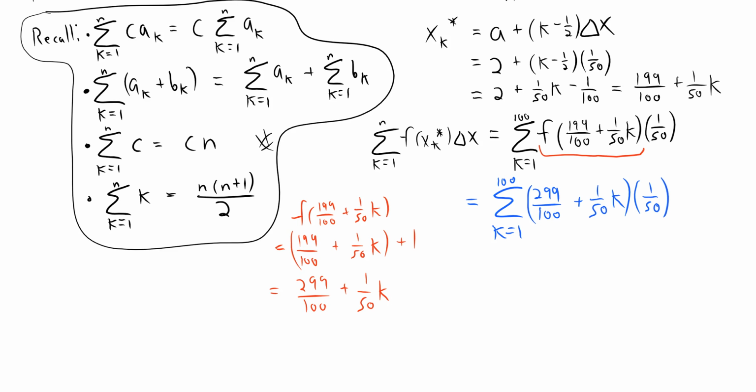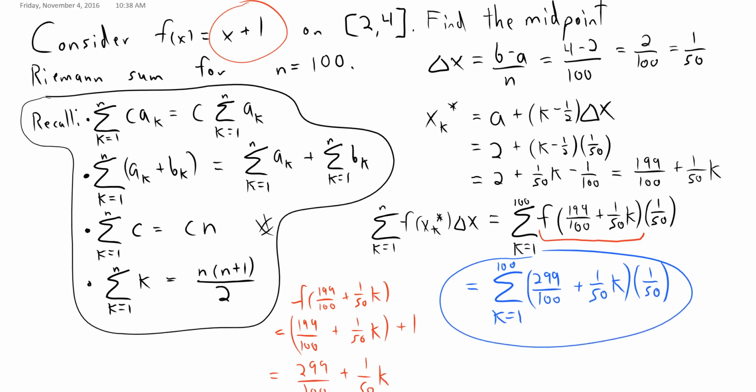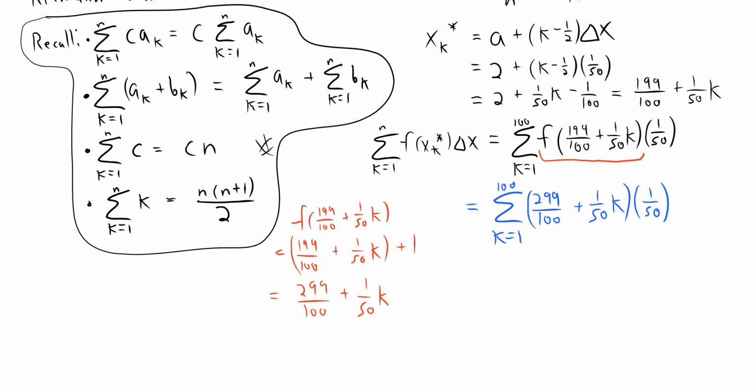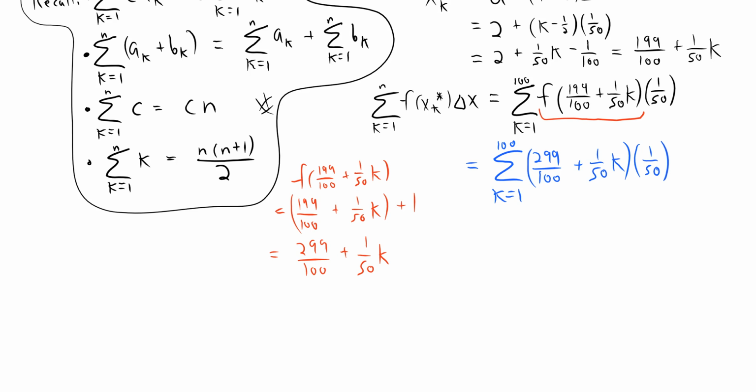So if we can then turn this into a numerical value, the idea is that the midpoint Riemann sum using n equals 100 on this particular function in this interval is going to be an approximation to the area, or the midpoint Riemann sum for that value. Okay, so how does sigma algebra allow us to proceed?